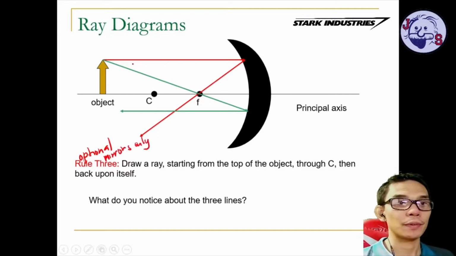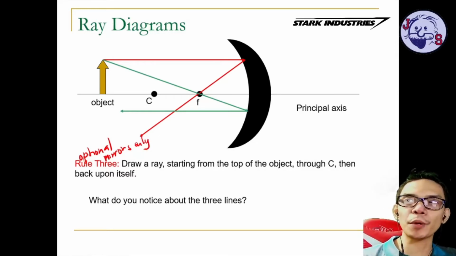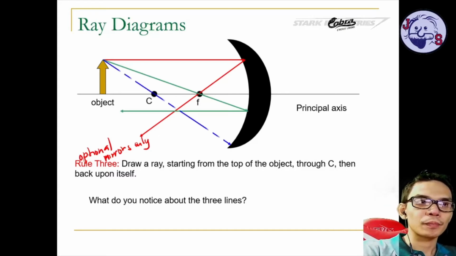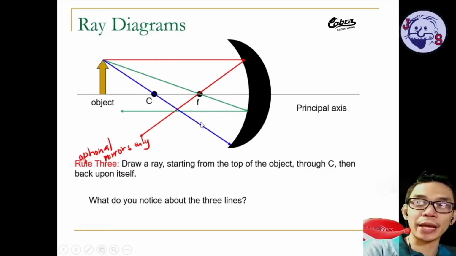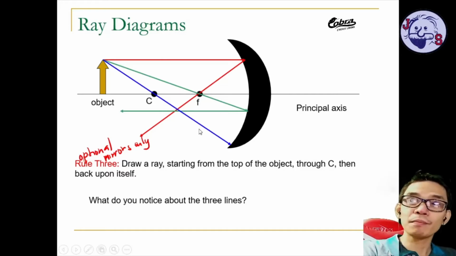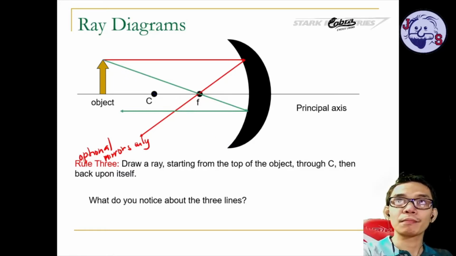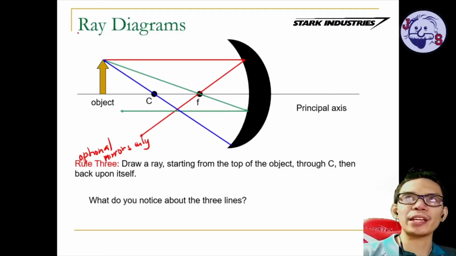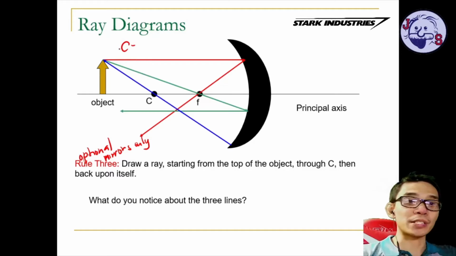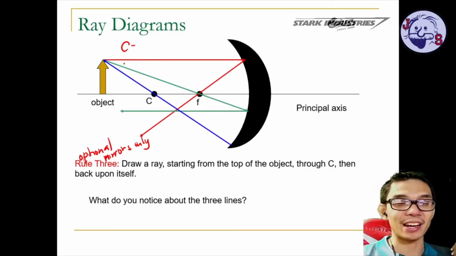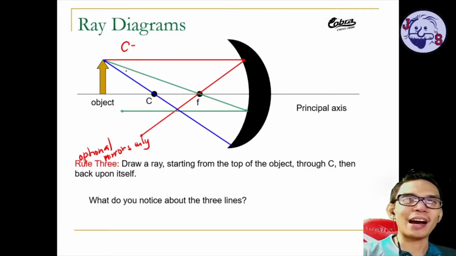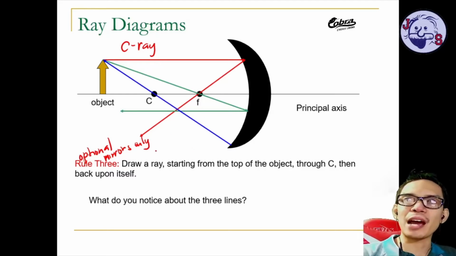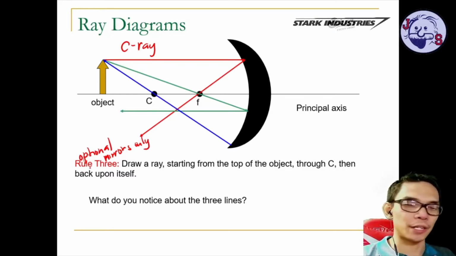Now, what is this third line? Draw a ray starting from the top of the object through C, then back upon itself. So it looks like this. We have here the incident ray, then it will be reflected. There you go. Now what do you call that ray? I called it C ray because it goes to the center of curvature. So for me to easily remember, I just use the mnemonic C ray. So that is the third line that we have drawn.